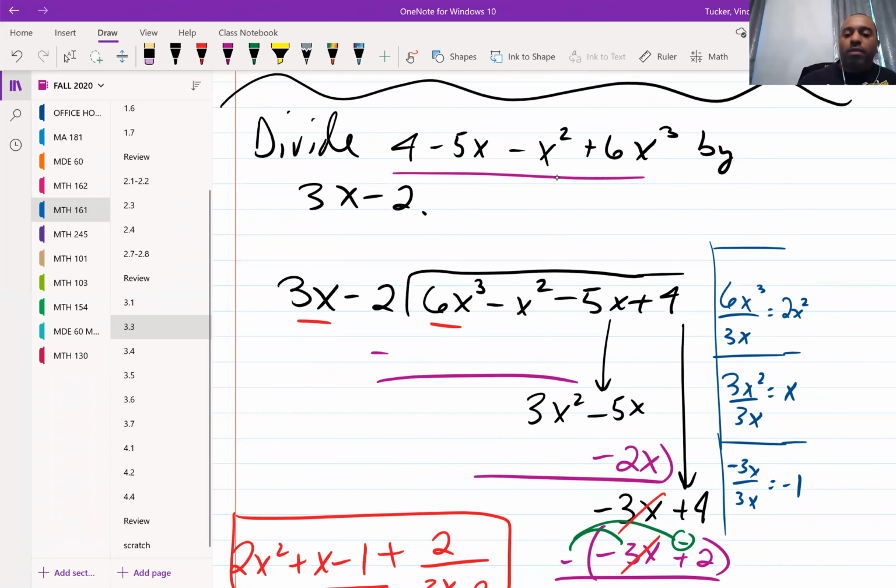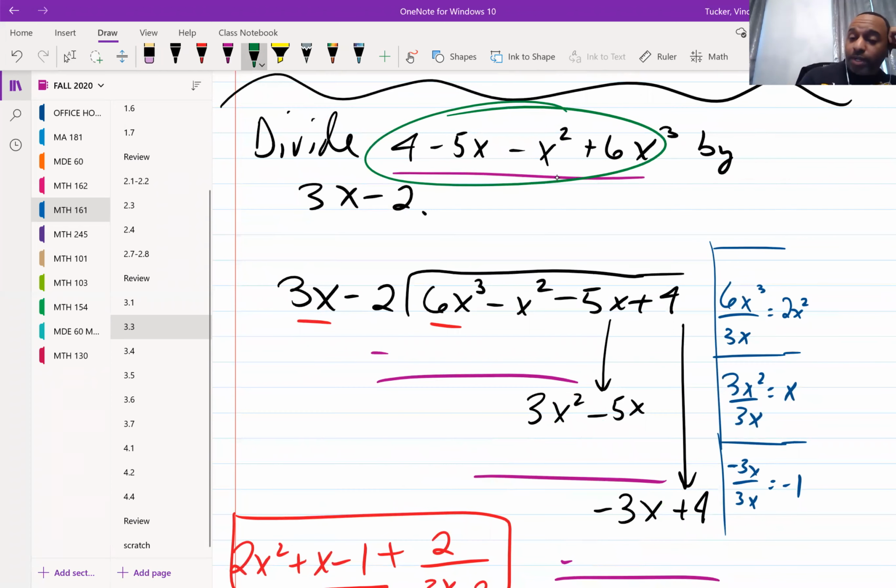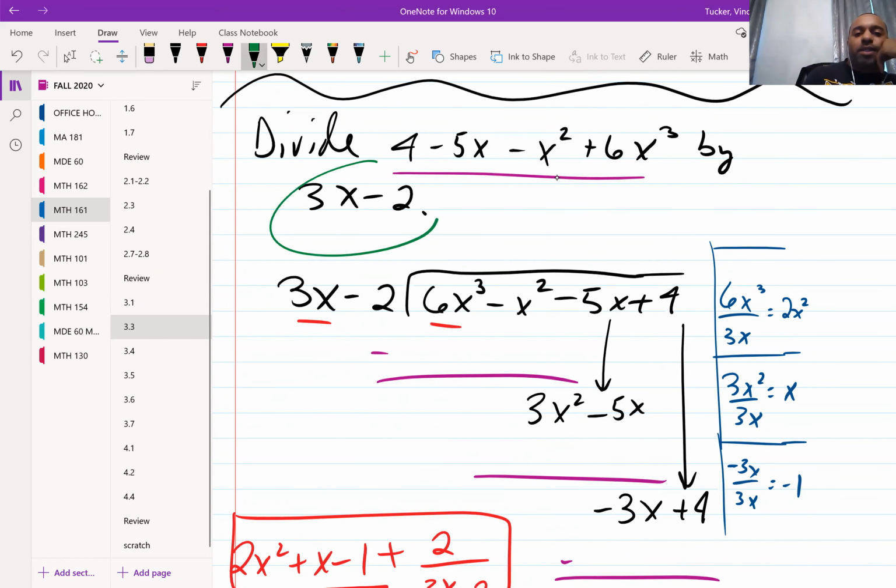All right, let me erase this stuff just like before so we can walk through it. All right, so here we have 4 minus 5x minus x squared plus 6x cubed. I want to divide that by 3x minus 2. So first thing I want to recognize is that this is written in ascending order. It's best to write it in descending order. So that's why I just rearranged my terms. So just go ahead and stick with the same process in which we write our terms in descending order. And you'll be all right.